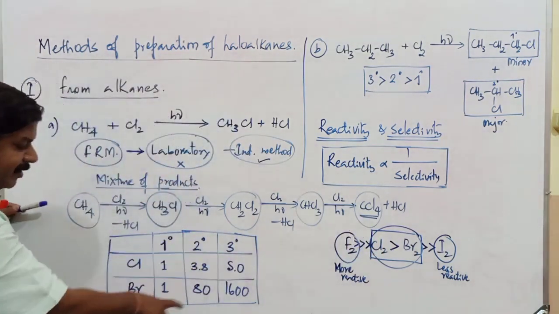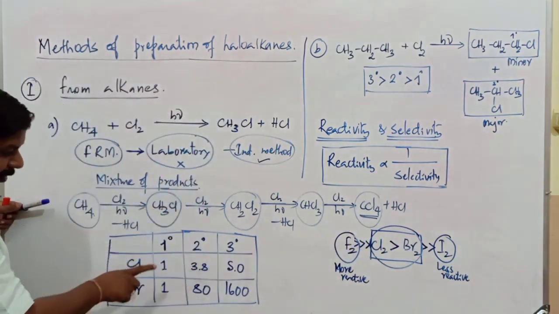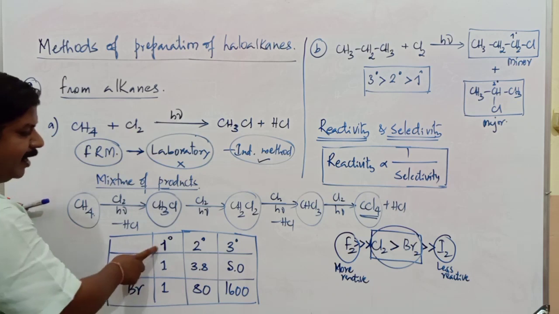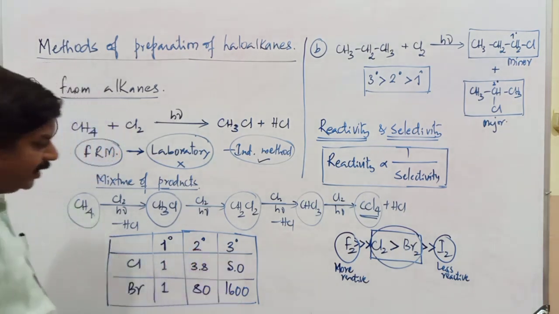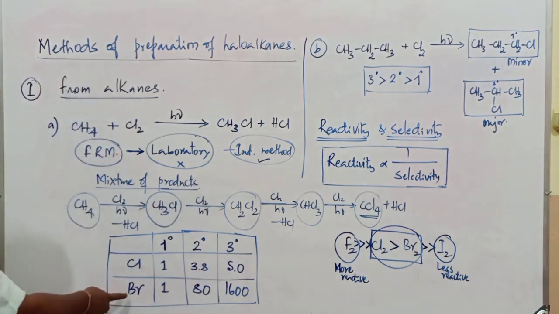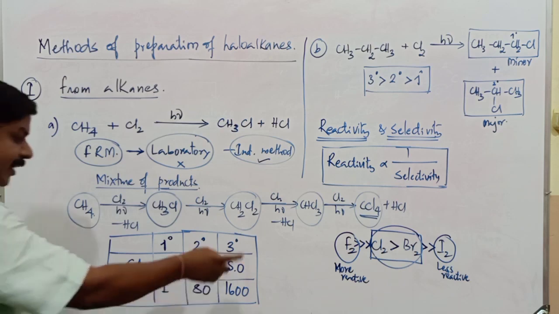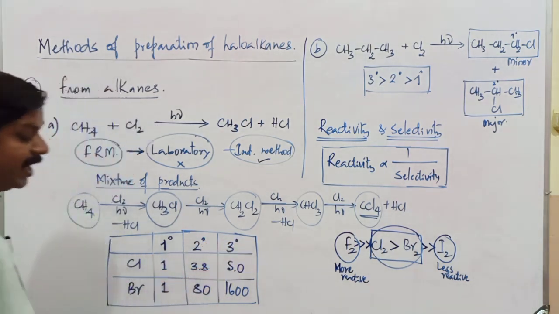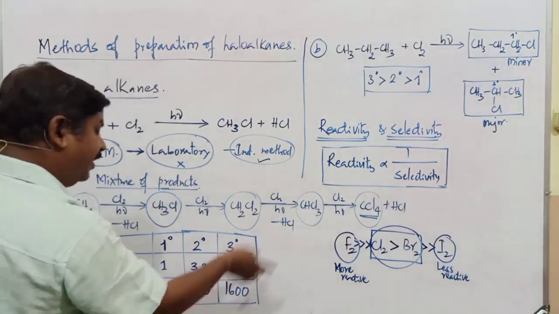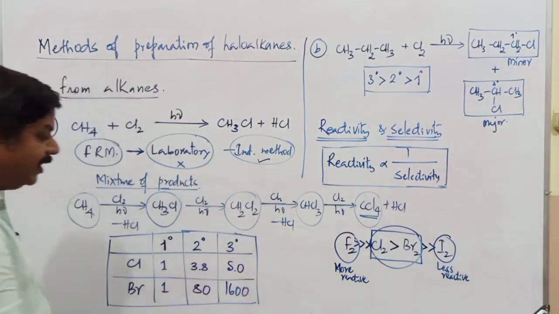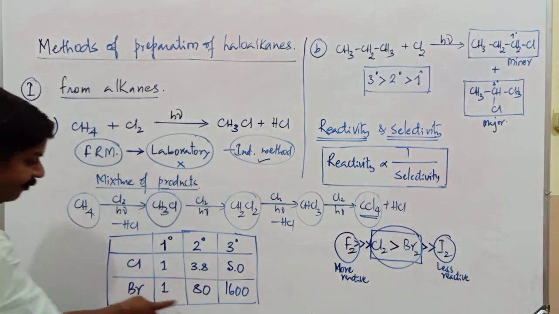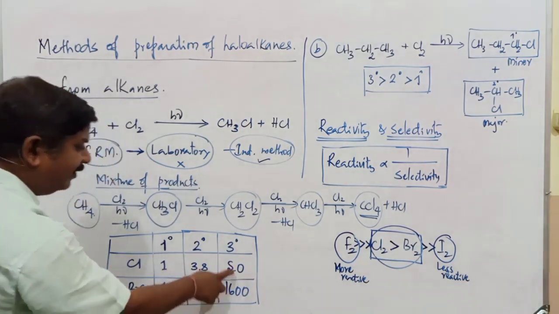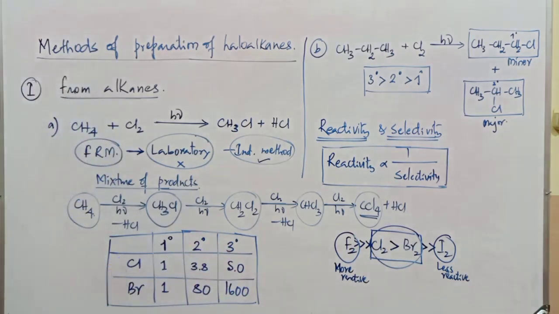So this is a simple selectivity chart applicable for chlorine as well as bromine on the primary position, secondary position and tertiary position. When the bromine atom attacks the tertiary position, where is the 5.0 and where is 1600 times? 1600 times is far more when compared to this particular figure. So the selectivity of bromine is very high when compared to the corresponding chlorine atom.